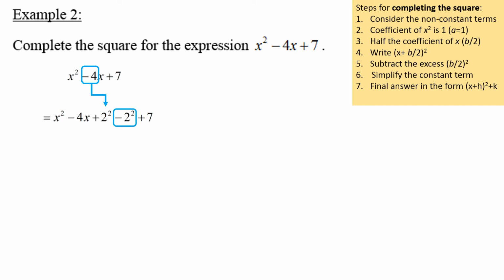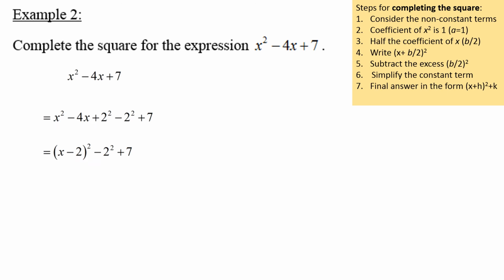Now, since I have added an excess of 2 squared, I need to subtract it back. So I minus 2 squared so that the equation is still valid. After you have done all these, take some time to look at the expression you have written. You will notice that the first three terms, x squared minus 4x plus 2 squared, make the perfect square of (x minus 2) whole thing squared, as you can see underlined in blue on the screen.